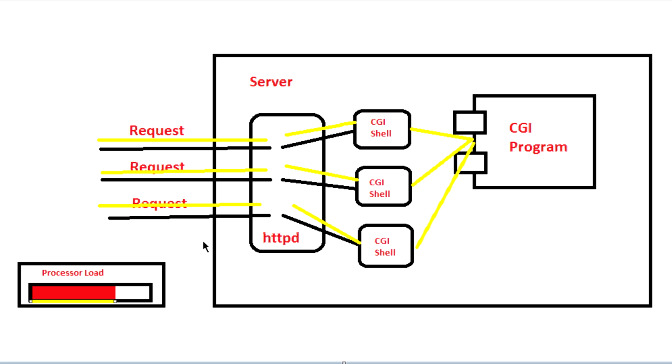For example, if 50,000 users are trying to access a CGI designed architecture, then the server may not handle the requests. There are also multiple drawbacks of CGI architecture. For example, generally CGI is not secure and not generally programmed in object-oriented languages, and also the response time is slow. It's obvious because for every request it creates a special CGI shell, so the response time is also slow. So this is a basic overview of CGI architecture.